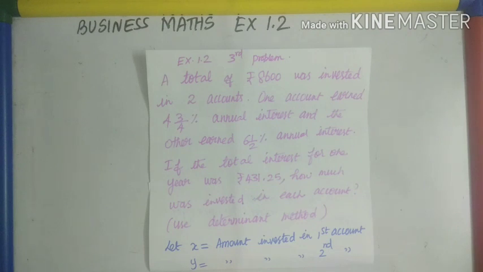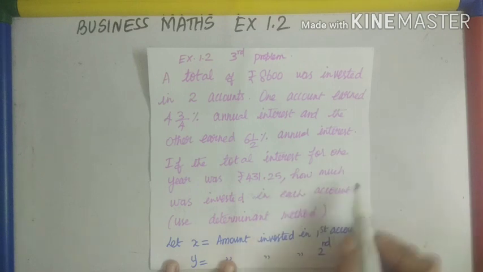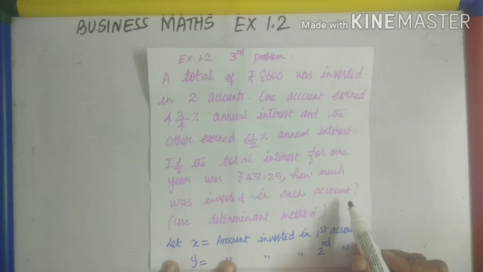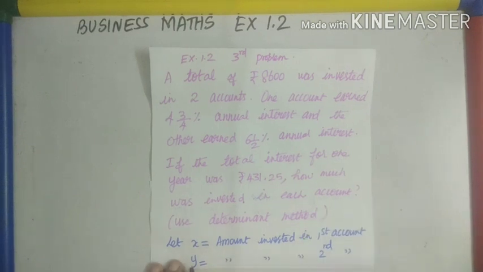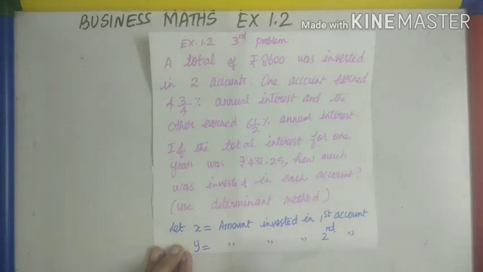Third problem. Again it's a statement problem. A total of rupees 8,600 was invested in 2 accounts. So given it is 2 accounts and look at the last line of the question, how much was invested in each account? So immediately let us assume X is equal to amount invested in first account and Y is equal to amount invested in second account.